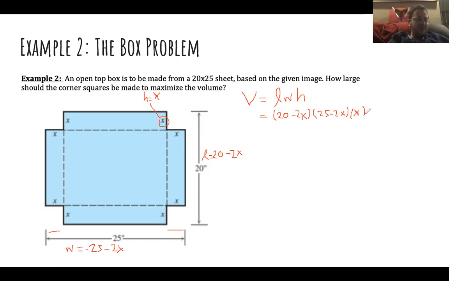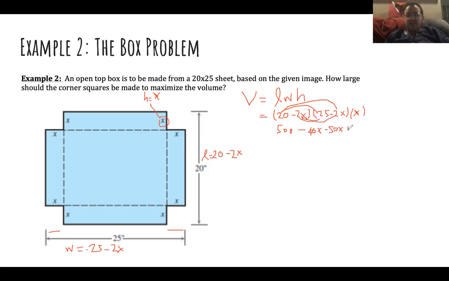So 20 times 25 is going to be 500. Just multiply 2 things at a time. Minus 40x. Minus 50x. Plus 4x squared. All multiplied by x.